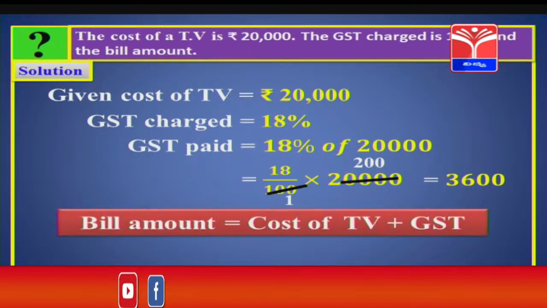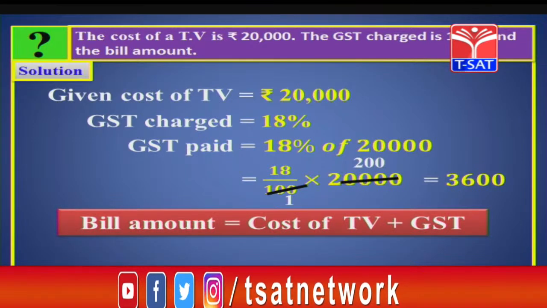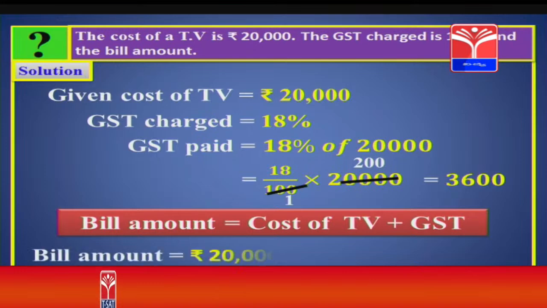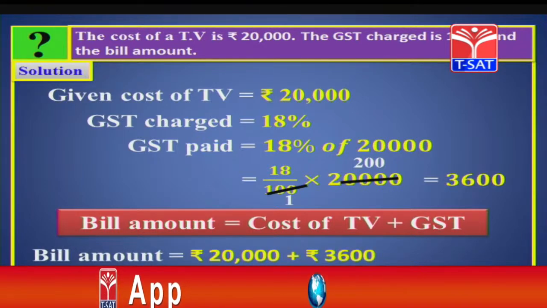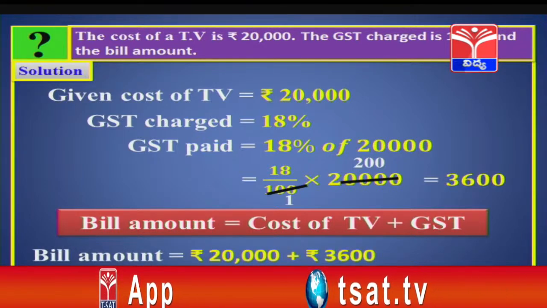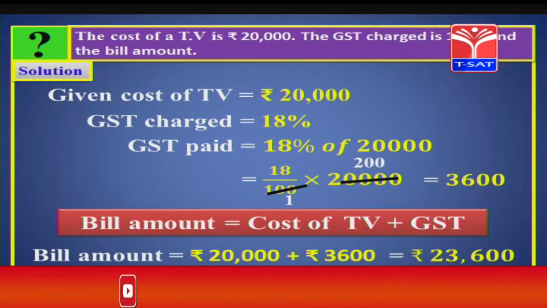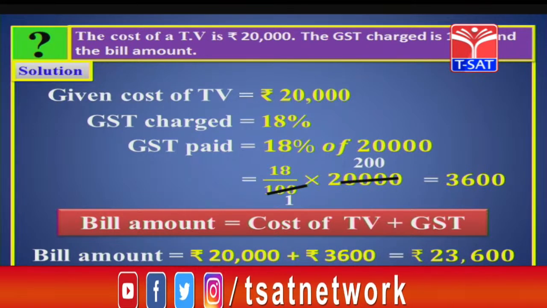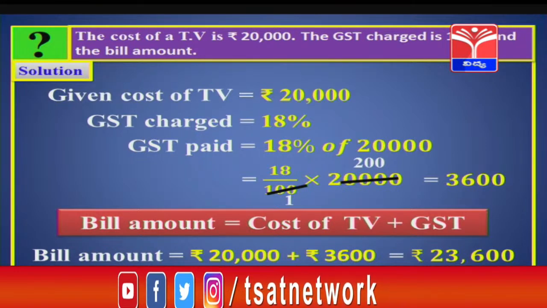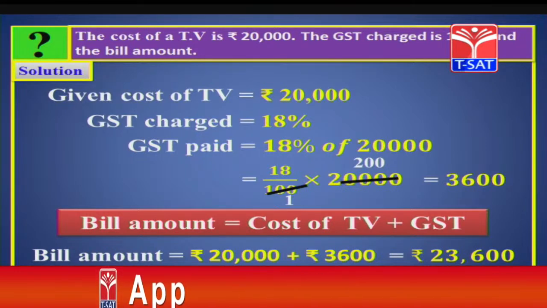So, children, what is the formula to find the bill amount? Yes, it is the cost of TV plus the GST. Now, let us substitute these values, that is 20,000 plus 3,600. On adding this, we get 23,600. So, this is the bill amount, children. So, the bill amount is equal to 20,000 plus 3,600, which is 23,600.